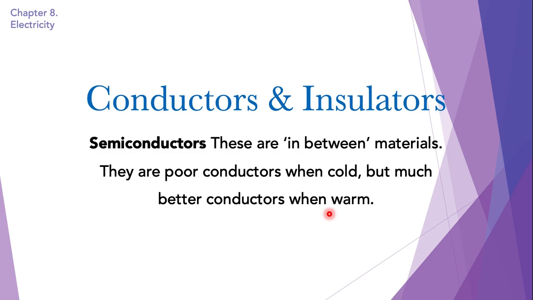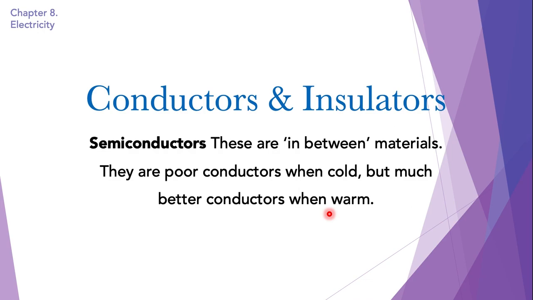So, conductors are materials that let electrons pass through them, and metals are the best electrical conductors. So they contain electrons which are loosely held to their atoms. They are called free electrons, and so they can pass easily in between them. Insulators are materials that hardly conduct at all because their electrons are tightly held to atoms and are not free to move. Semiconductors are the in-between materials. They are poor conductors when cold, but much better conductors when warm.